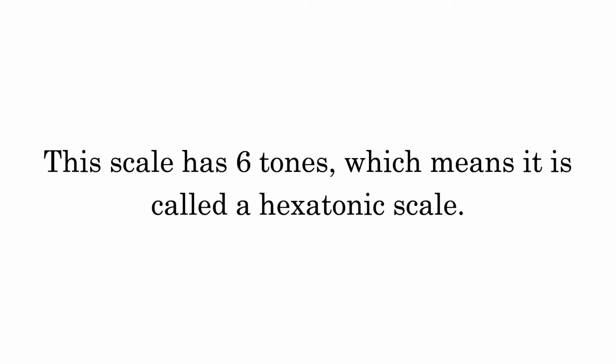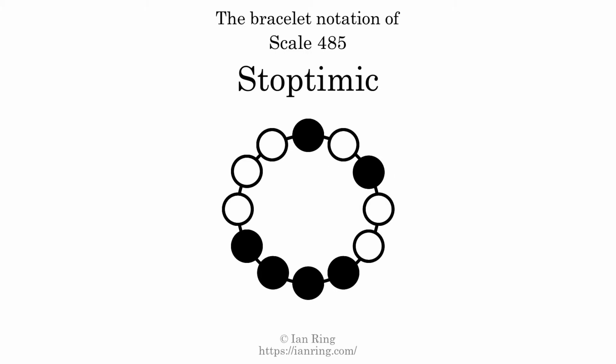This scale has 6 tones, which means it is called a hexatonic scale. This is a bracelet notation diagram of scale 485. The shaded circles represent tones that appear in the scale, and they are read clockwise, starting at the top.